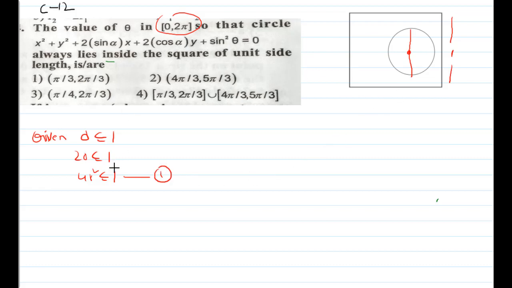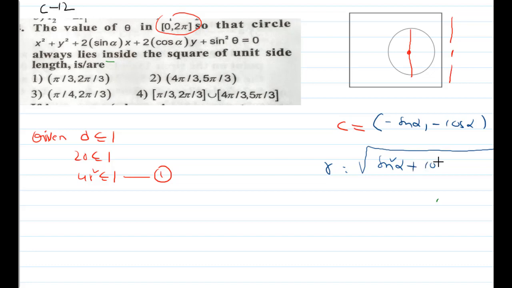So first of all, r means the radius of the circle. I want to find the radius of the circle. So first of all I want to write the center. Center is nothing but minus sin alpha comma minus cos alpha. Radius equal to root over g square, which is sin square alpha, plus f square, cos square alpha, minus c, minus sin square theta. So now I want to write r square directly. R square equal to 1 minus sin square theta.